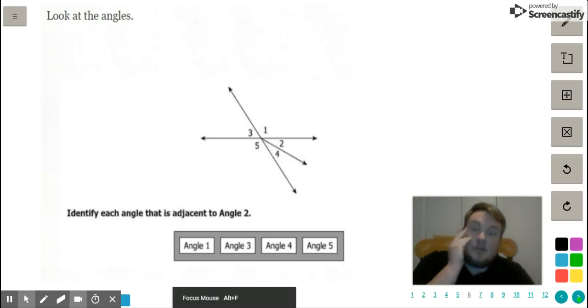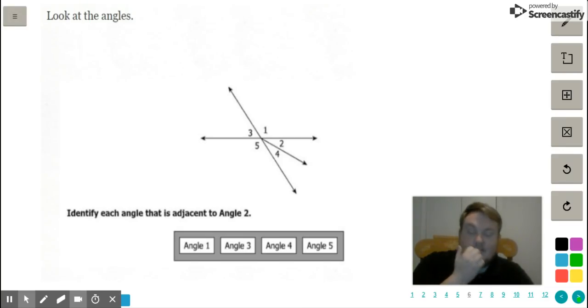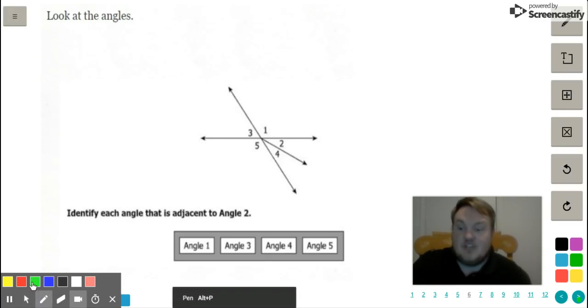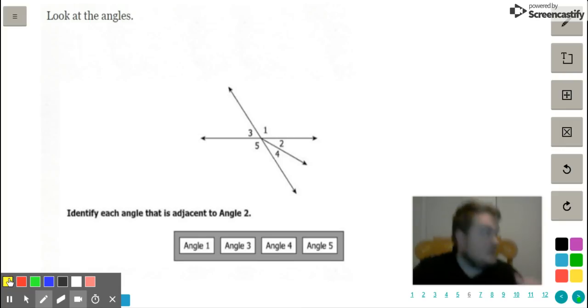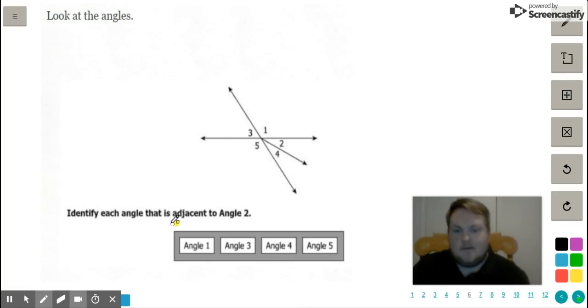Number 2, look at the angles. And you have to identify each angle that is, keyword here, adjacent. And remember, adjacent, right beside you. Just like my cat, right beside me here. She's staring at me. She wants food. So she always wants food, though.